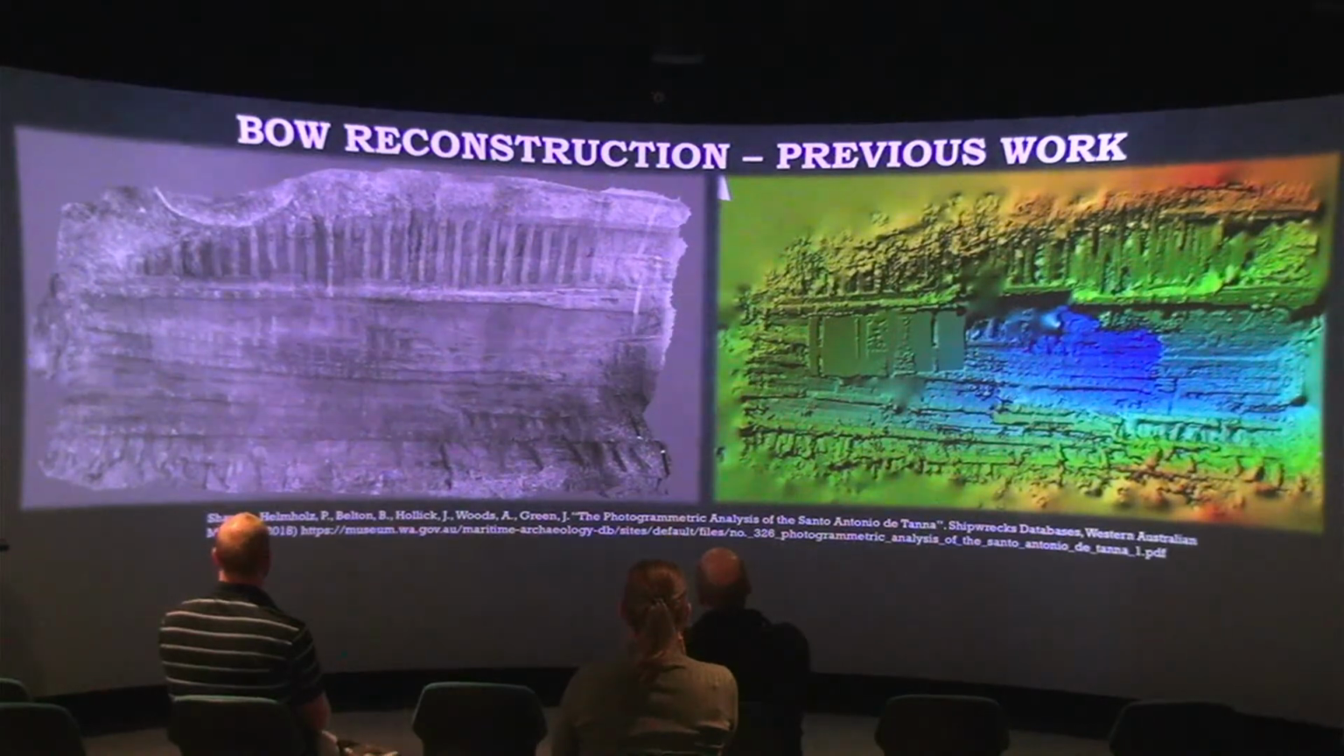As a proof of concept, the previous work by Lachlan Shaw involved taking 570 images of the shipwreck, 276 images captured in 1980, and then 294 images captured in 1979, then processing it with Photoscan, now known as Metashape, to create a 3D reconstruction of the bow section.